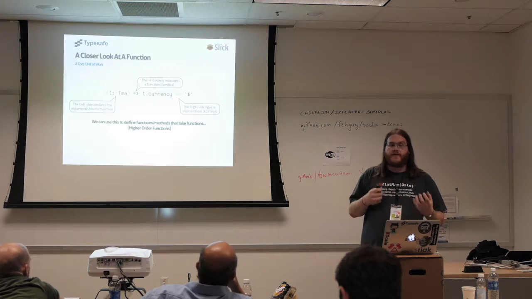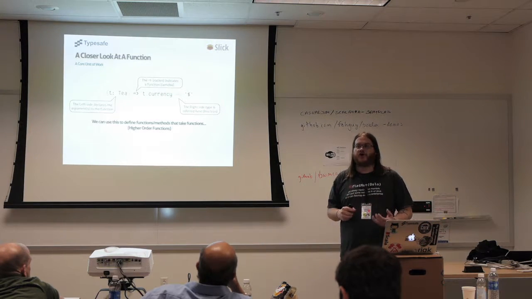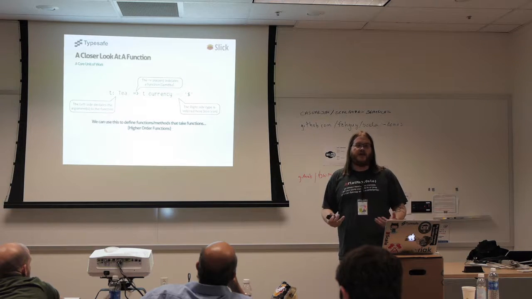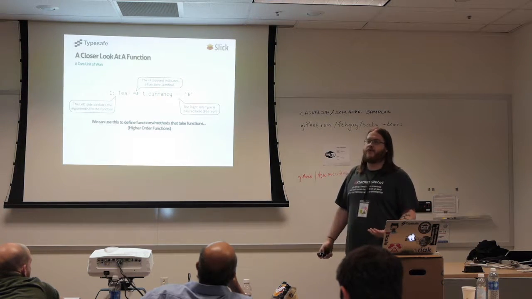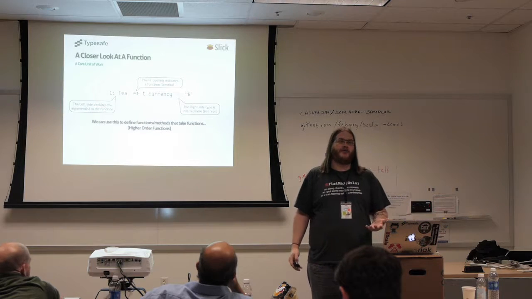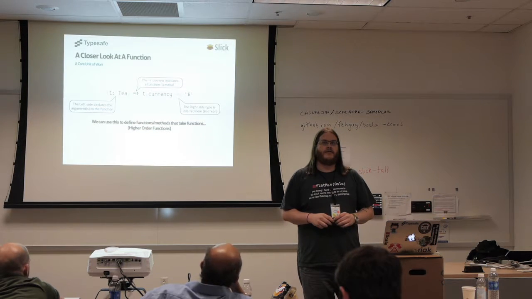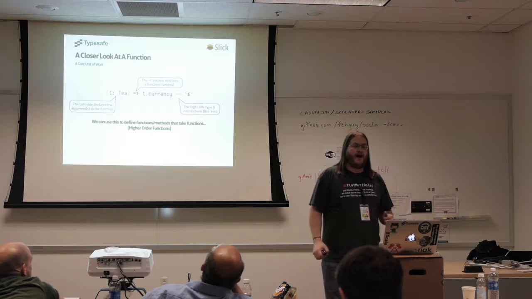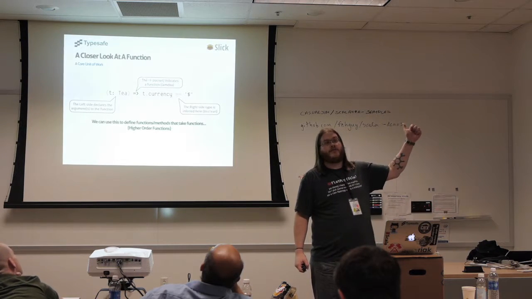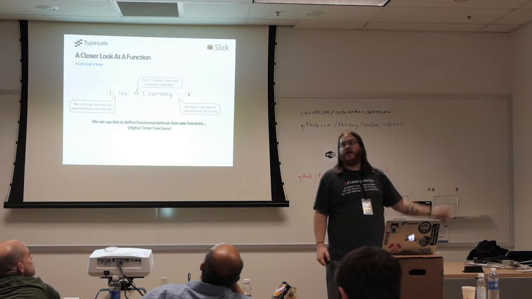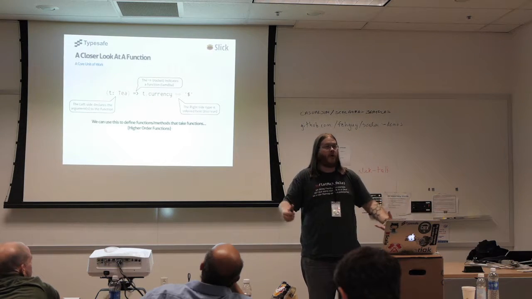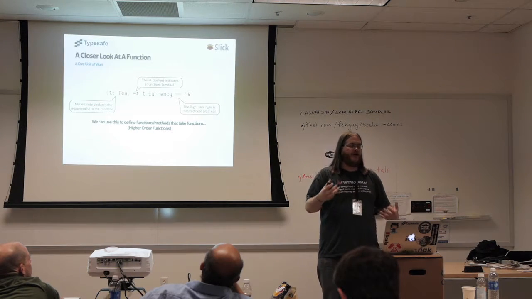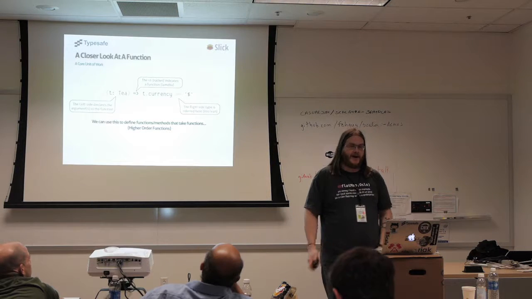So we can use this to define functions and methods that take functions. This is one of the two things that defines a higher order function. Does anybody remember what the other definition of a higher order function is? So a higher order function is either a function that takes a function as an argument or returns a function as a return value. And so that's important because this is something that makes it really easy for us to do cool things in Scala and with Slick.